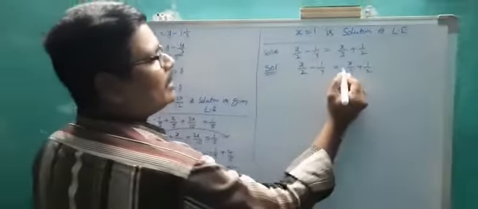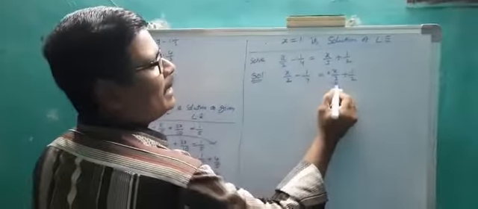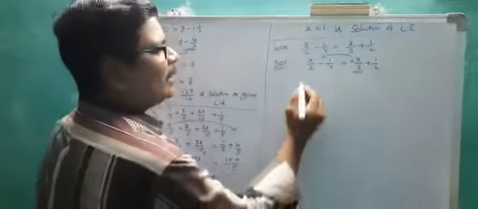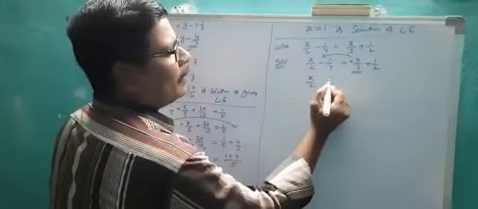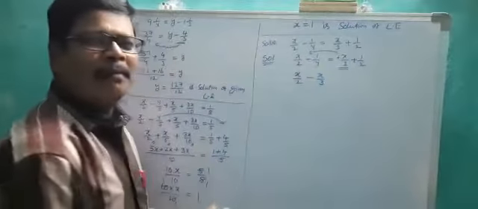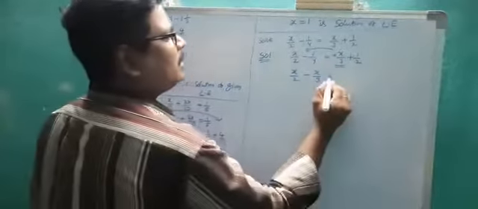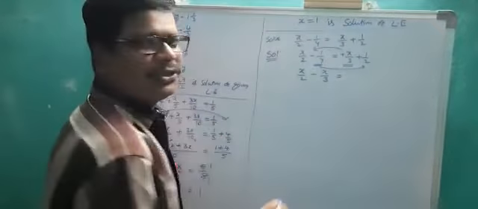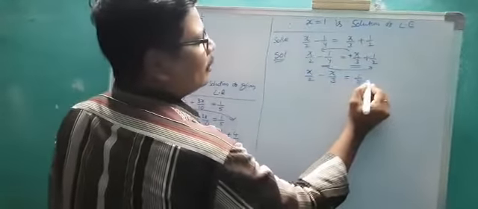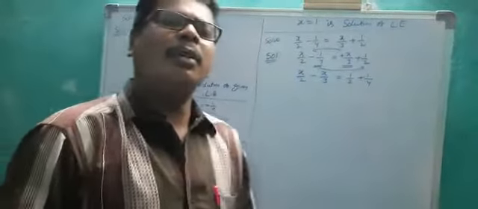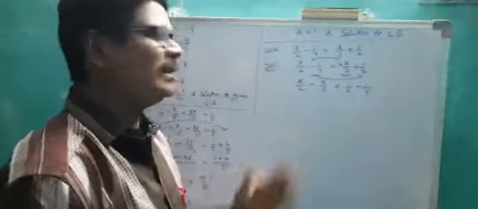So this is plus x by 3. After transposition it becomes a negative quantity. That means x by 2 plus x by 3, after transposition it becomes minus x by 3, is equal to, this is minus 1 by 4, after transposition it becomes plus 1 by 4, plus 1 by 4. Now you have to solve it and you get the x value.